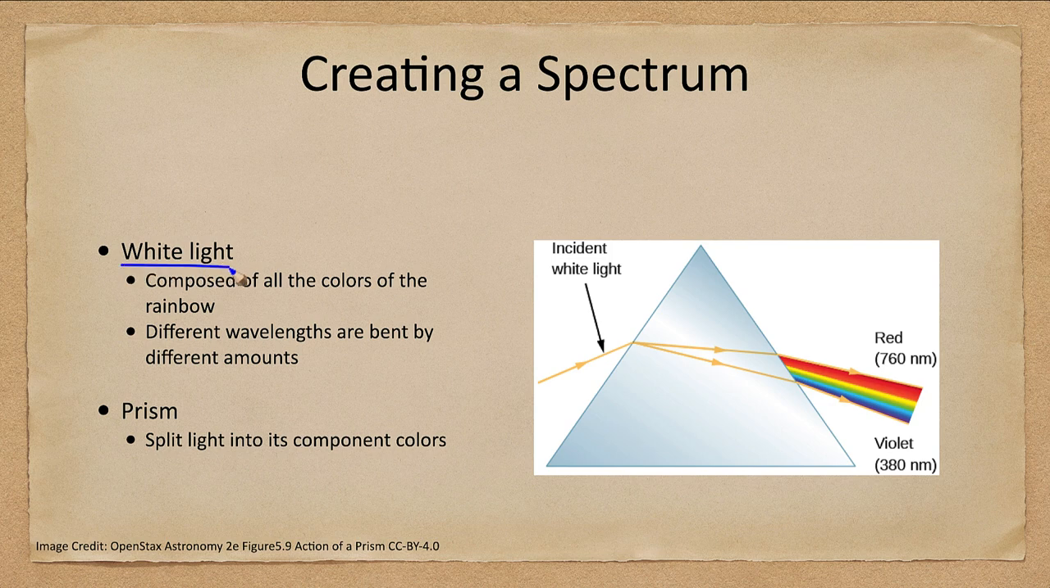First of all, we see white light. That's what we're used to seeing. And white light is composed of all the colors of the rainbow. So it is a mixture of all the different colors of red through violet.